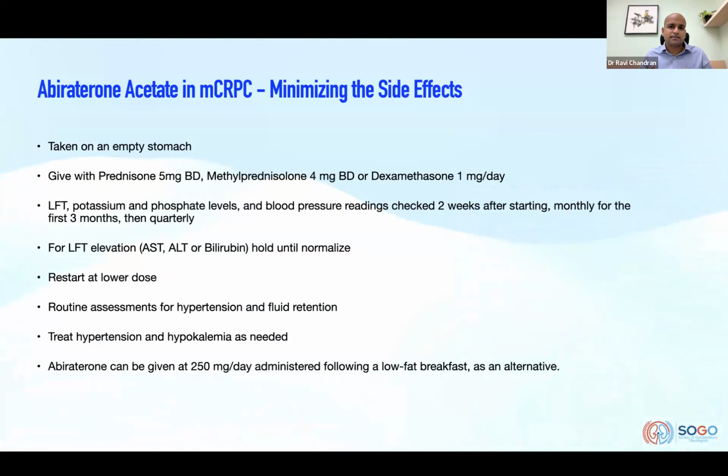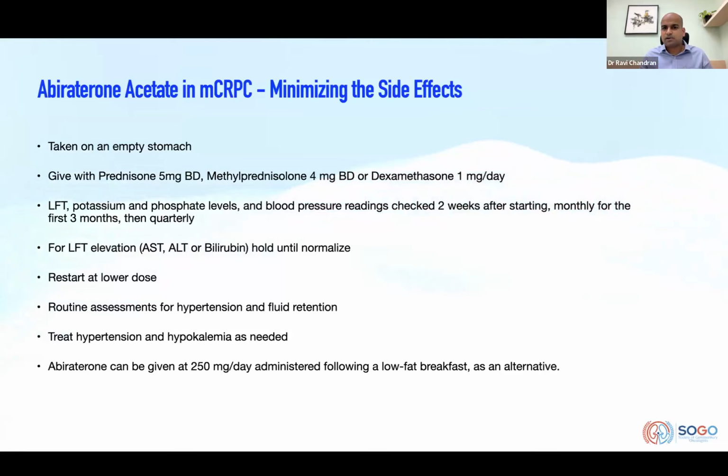So how do we minimize side effects of abiraterone acetate and how do we maximize its efficacy? One, take it on an empty stomach. And for all abiraterone patients, we do give prednisolone 5 mg BD or any other equivalent options. We keep a close eye on LFT because we know that there is elevated ALT and AST in this setup. We look for potassium and phosphate levels, and we keep a close eye on blood pressure monitoring.